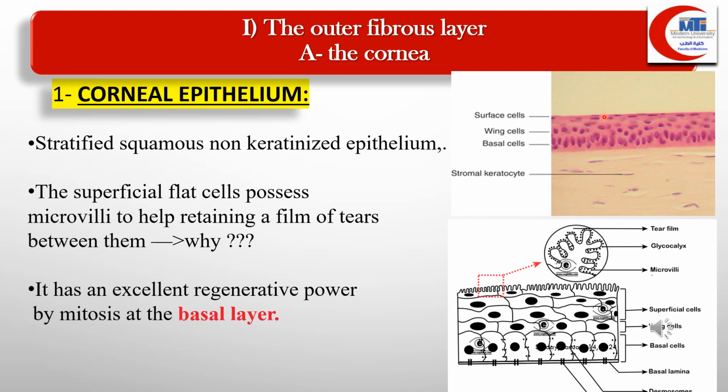The corneal epithelium has an excellent regenerative power by mitosis of the basal layer. So, if it is injured, it is easily healed as a result of the excellent regenerative power by mitosis at the basal layers.